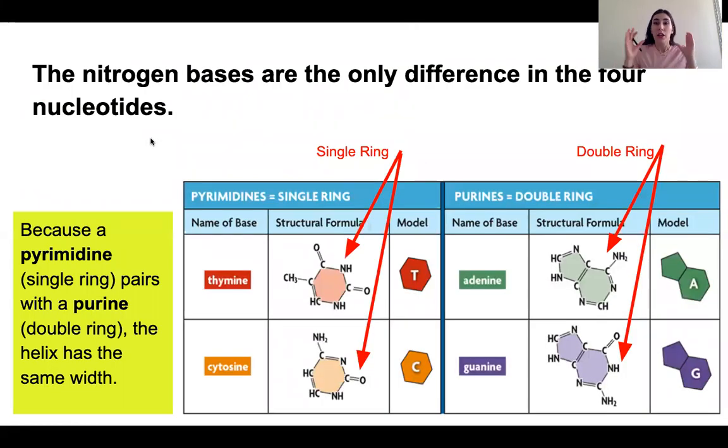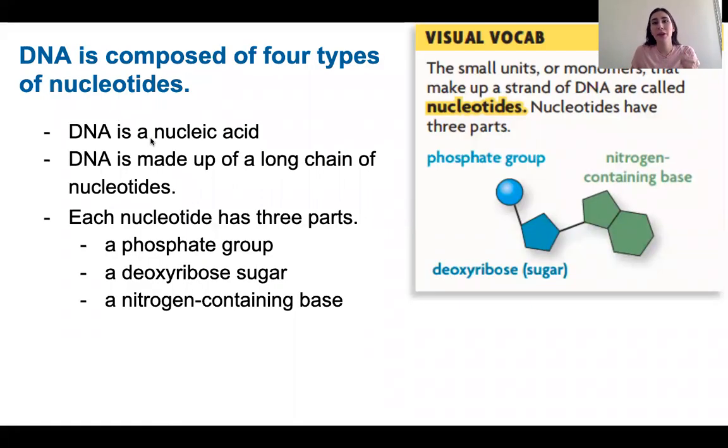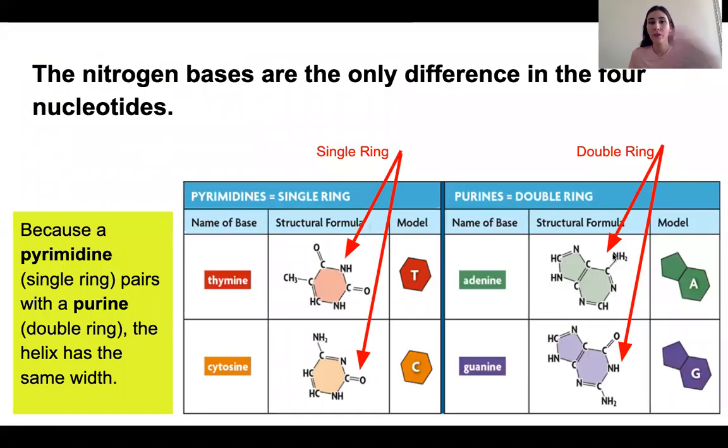So there are 4 variations of these nitrogen-containing bases: thymine, cytosine, adenine, guanine. What do I mean by that? I mean that this nitrogen-containing base could be one of 4 things. It could be a thymine, a cytosine, an adenine, or a guanine. And this is why we have variation.